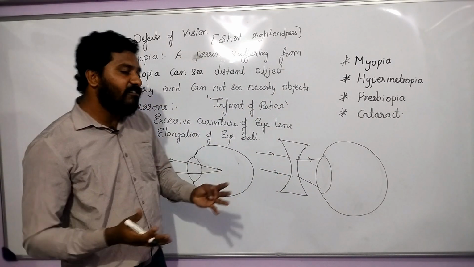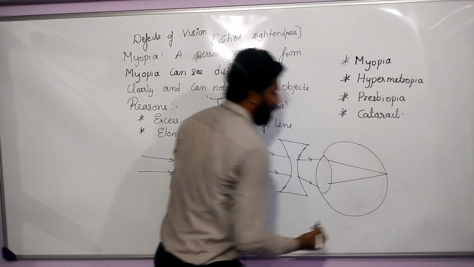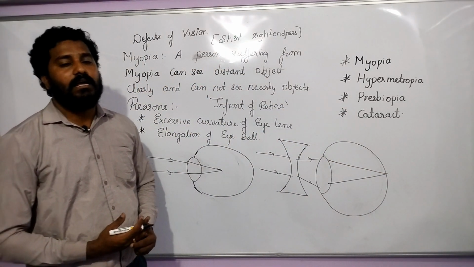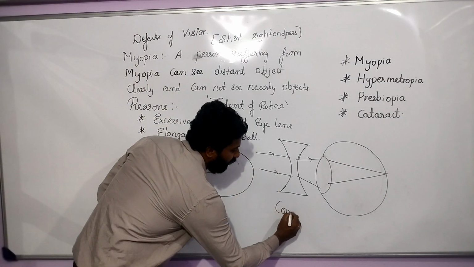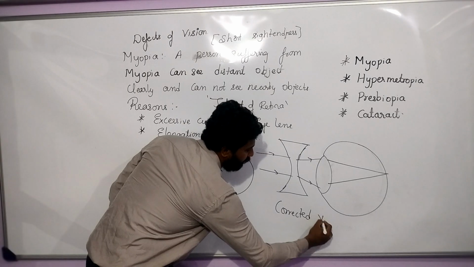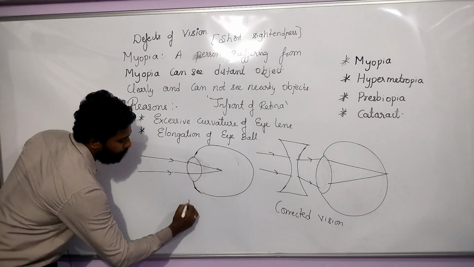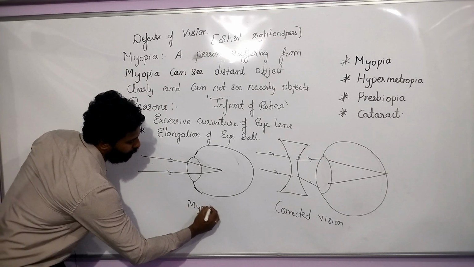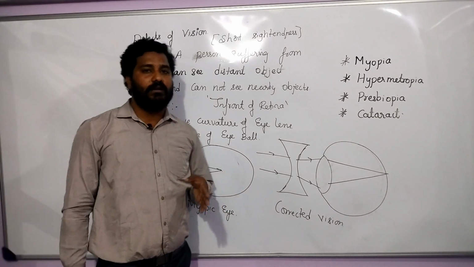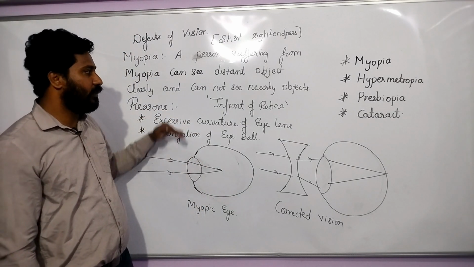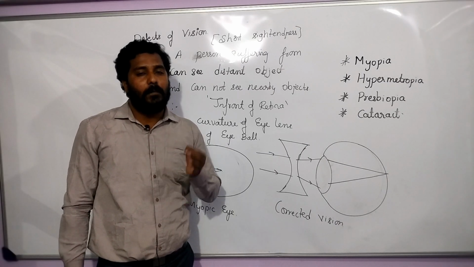Okay, so when it diverges the light rays, the image will form on the retina. This is the diagram for corrected vision. And this is the diagram for myopic vision, or a myopic eye. Diagrams are very important, and the reasons are very important. These are the main important points we want to know about myopia.